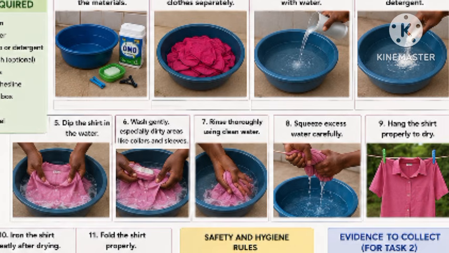Step 7, rinse thoroughly using clean water. Step 8, squeeze excess water carefully. Step 9, hang the shirt properly to dry. Step 10, iron the shirt neatly after drying. And lastly, step 11, fold the shirt properly.